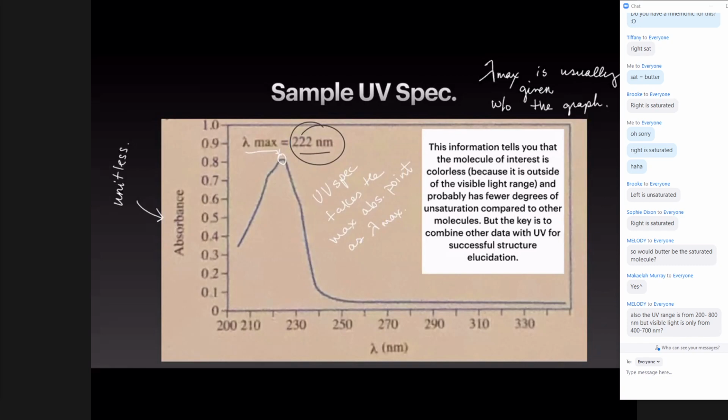So all spec scientists will use these together to really pinpoint what molecule they have. Let's see. And on here, your lambda max is going to be 222 nanometers. And UV spec takes the max absorbance point as lambda max, in case you're confused about that, which I don't think you all will be.